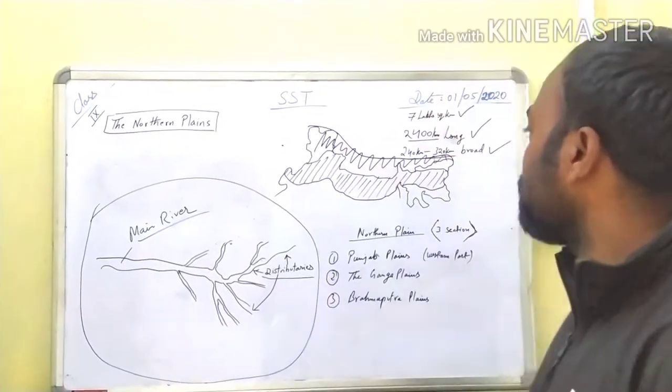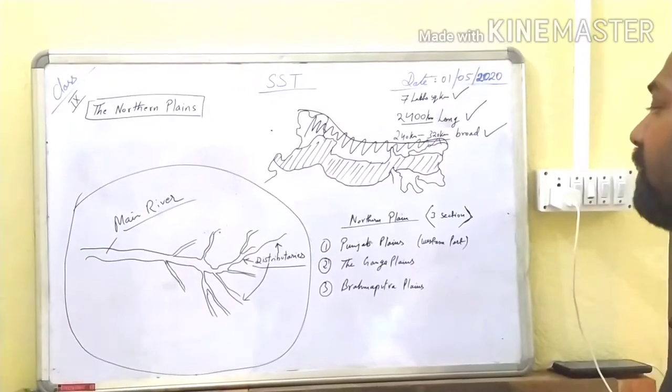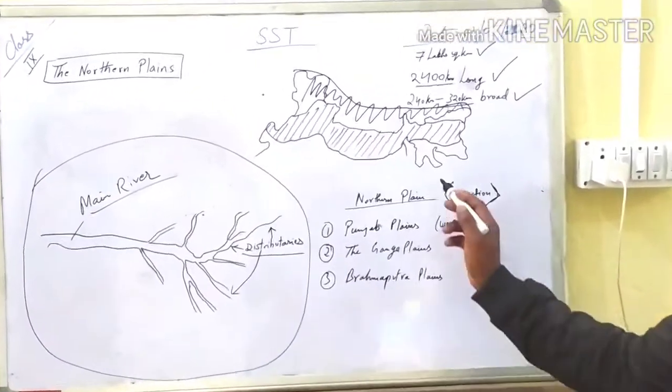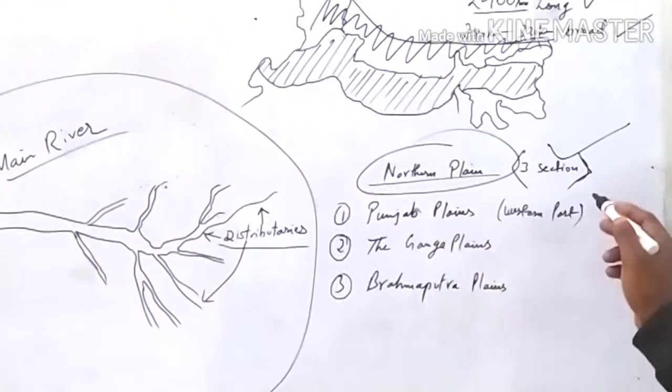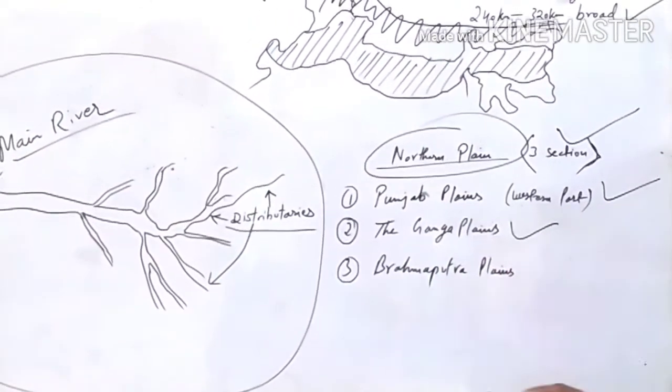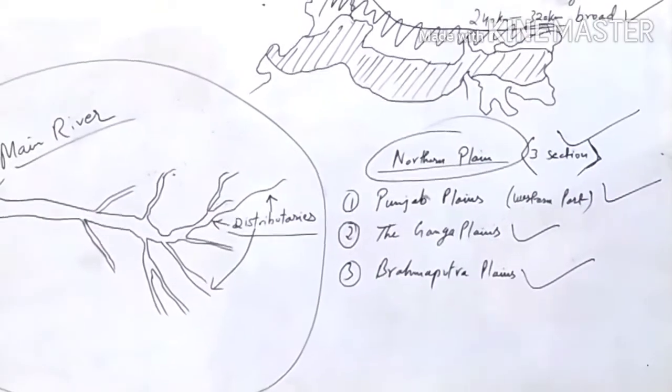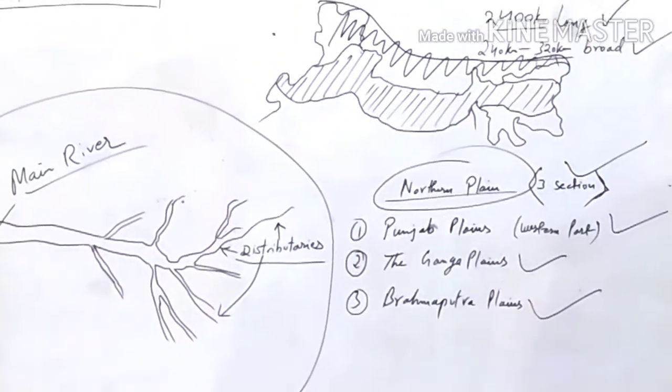Now let us understand the different sections of the northern plain. The northern plain has been divided into three different sections. The first one is the Punjab plain, the second one is the Ganga plain, and the third one is the Brahmaputra plain. Let us discuss this in detail.